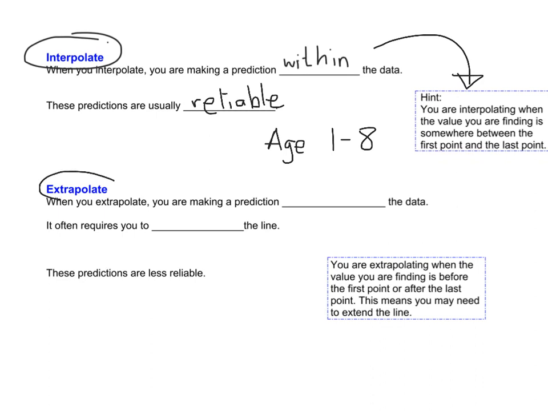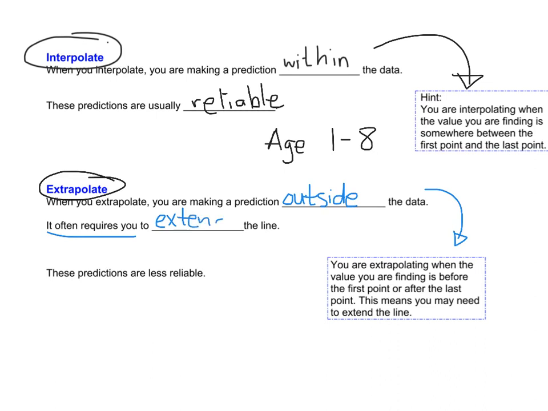Now, extrapolation is a little different. Extrapolation, we did 2 of those. Extrapolation is when you extrapolate, you are making a prediction outside of the data. Okay, so it's extra, so outside of the data. Okay, and there's a little hint here. You are extrapolating when the value you are finding is before the first point or after the last point. This means you may need to extend the line. And so it says it often requires you to extend the line.